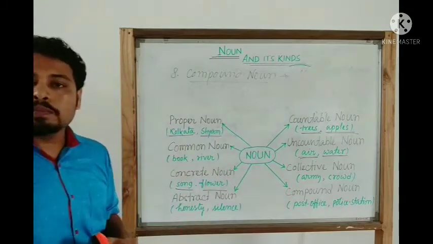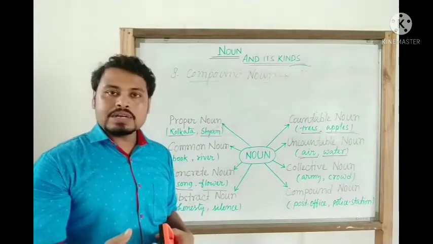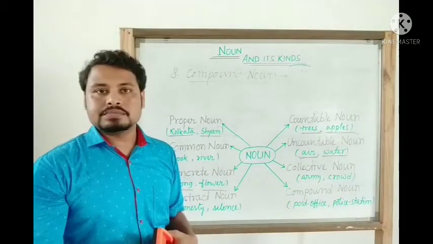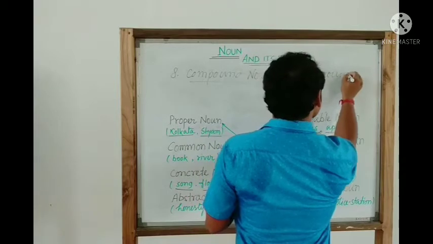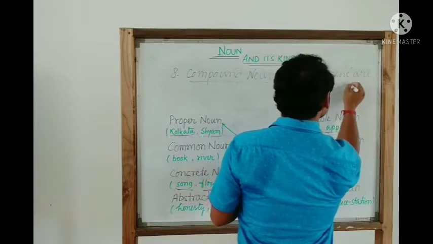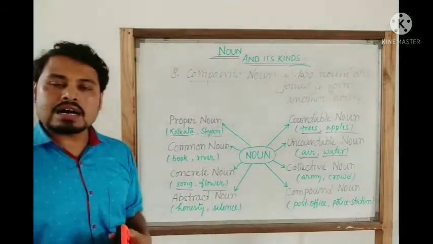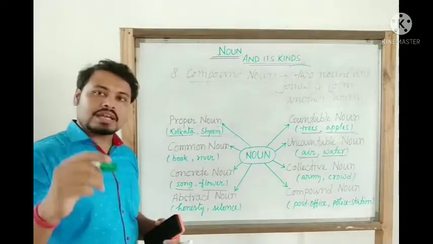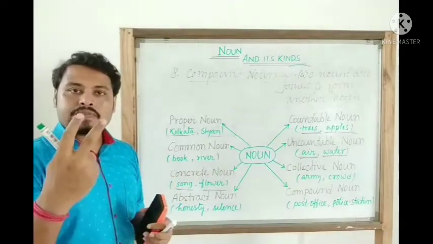Now when we are talking about compound, that means this is not a single thing. That means this is the joining of more than one. So compound nouns are nouns when two nouns are joined to form another noun. That means this is not the name of a single noun. This is the joining of at least two nouns.